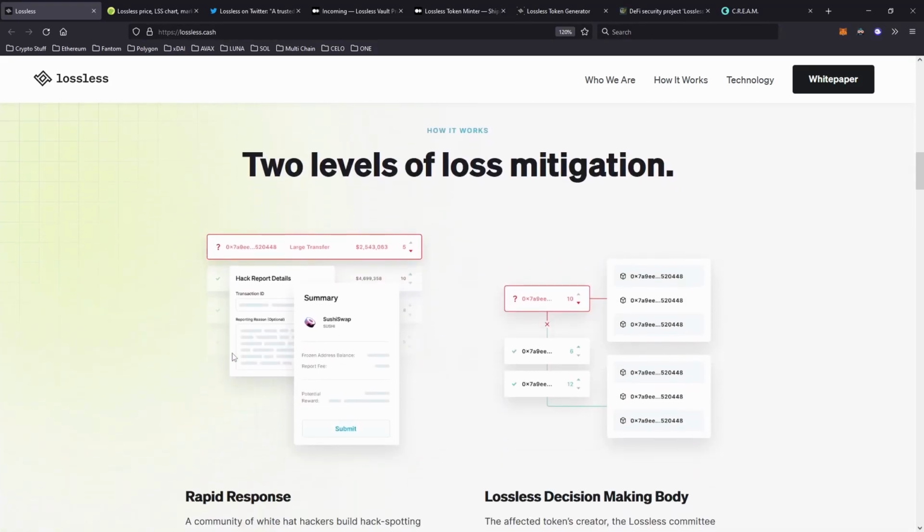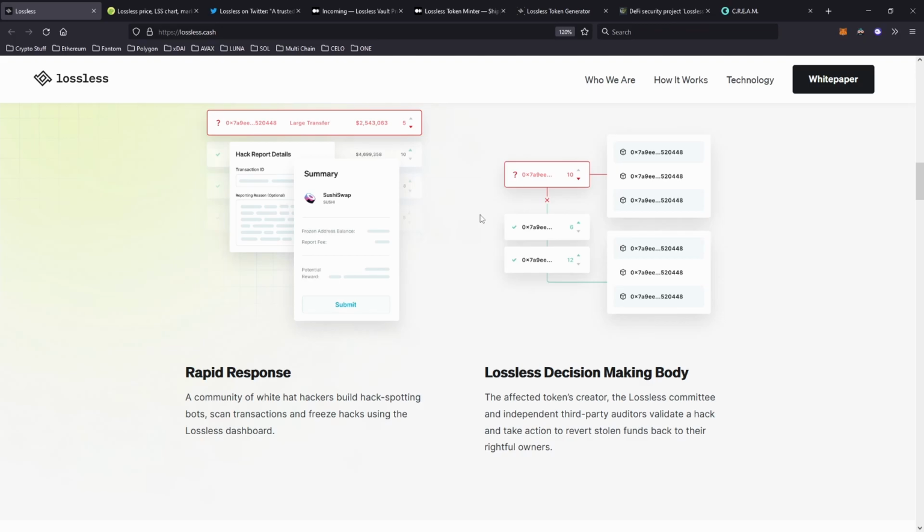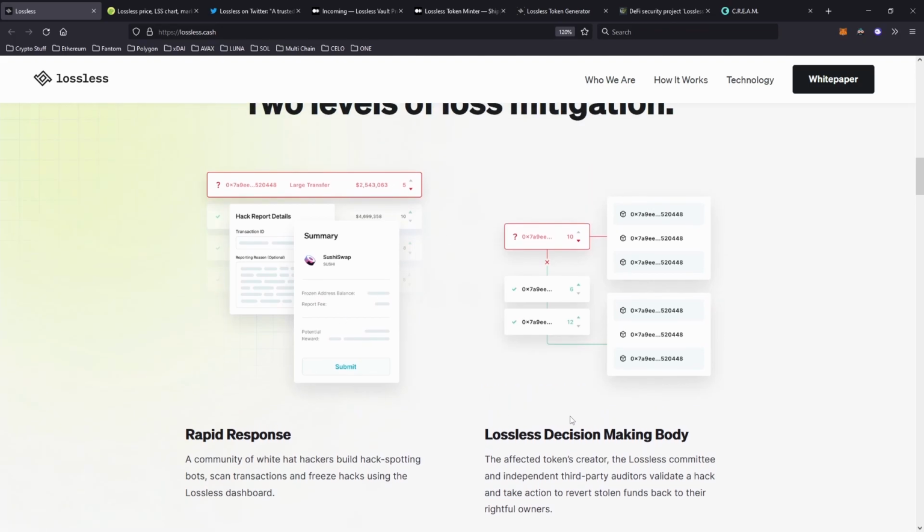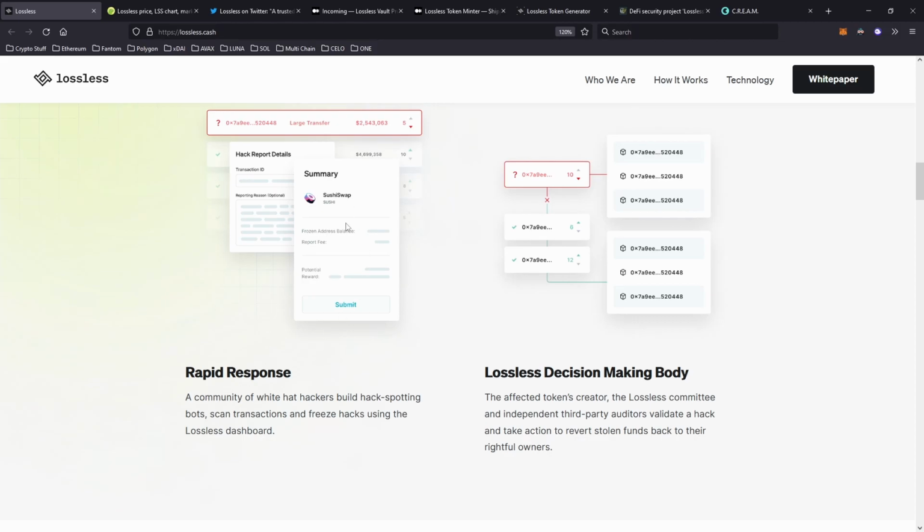Further down below, we've got how it works. They have 2 levels: a rapid response and a Lossless decision-making body. The community can be involved in the rapid response, so people can manually report transactions, or build a bot to point out fraudulent transactions and report them on the Lossless dashboard. The second level is the actual Lossless team, or the decision-making body. 3 parties, the creator of the token, the Lossless committee, and independent third-party auditors, validate the hack and say, yep, that was a hack. Then they start the process to try and revert the funds back to their rightful owners.